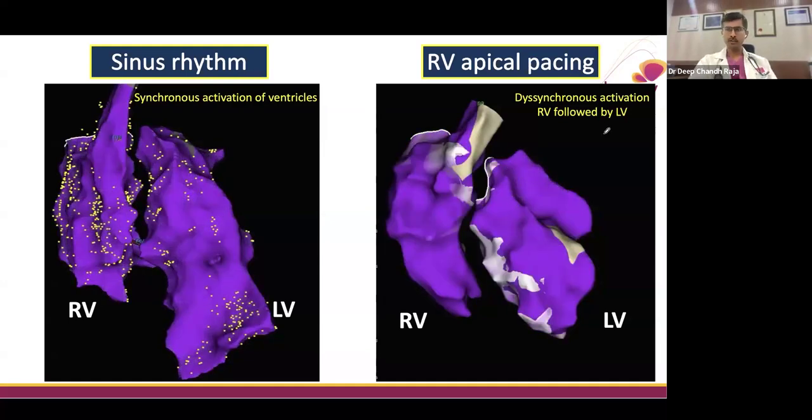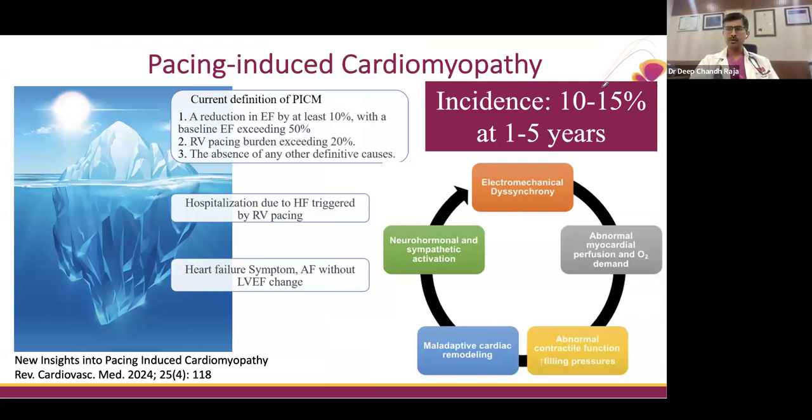Over time, most of the patients do well, but then not all. 10 to 15% of these patients over time, the duration could be as early as 1 year, or it could be 5 years, as in this particular case that I had shown, end up in a pacing-induced cardiomyopathy, which is defined by a reduction in the left ventricular ejection fraction by more than 10%, if the baseline ejection fraction was normal, and if the patient's RV pacing burden was more than 20%. And obviously, we rule out other definitive causes, especially coronary artery disease, or any new onset left ventricular dysfunction, or any inflammatory cardiomyopathies. After which we blame it on pacing-induced cardiomyopathy as the particular reason for a patient to have this particular decline in the LV and ventricular functions over time.